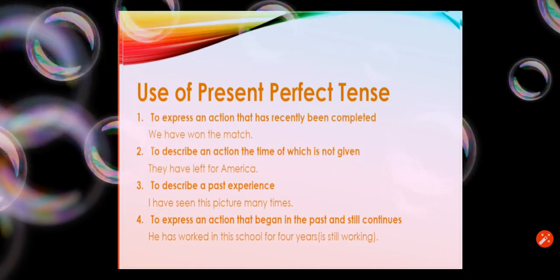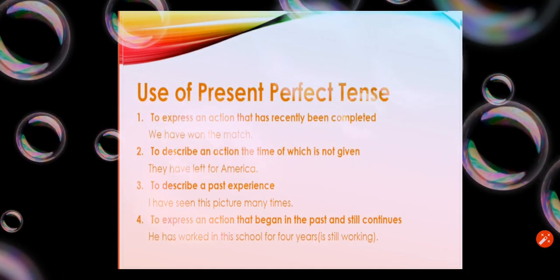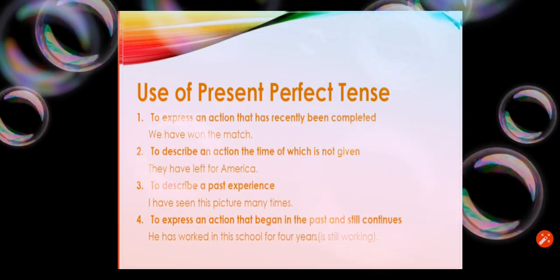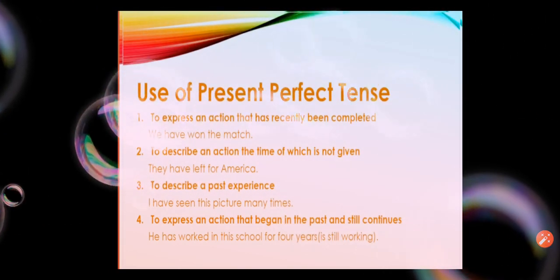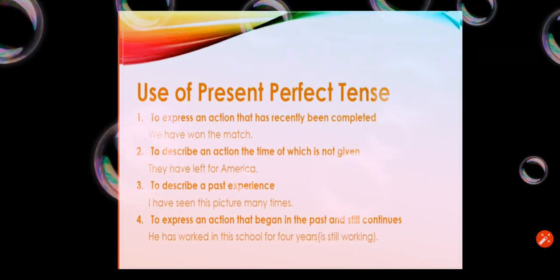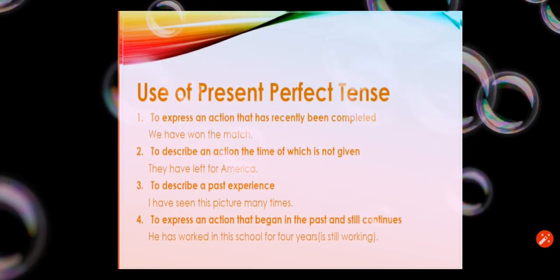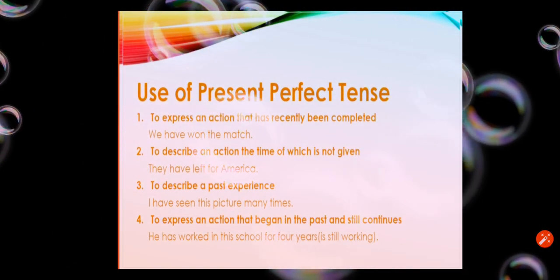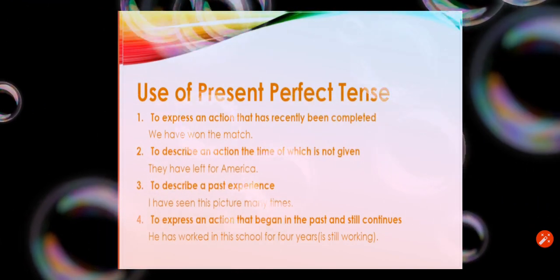Here are some uses of present perfect tense. First is to express an action that has recently been completed. Any action which has recently been completed. We have won the match.